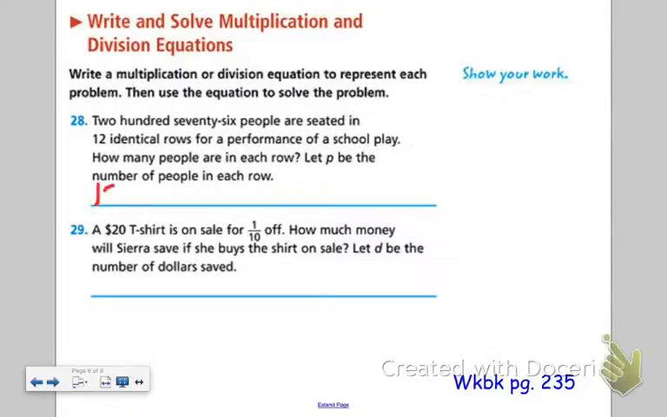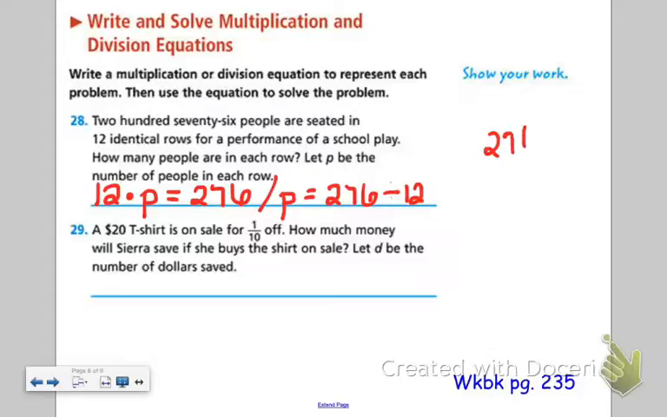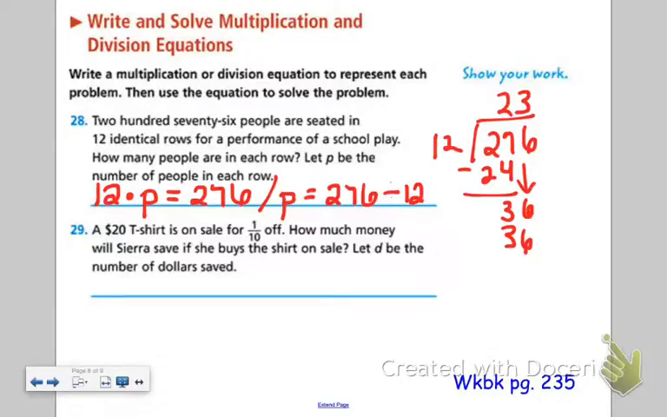So in my head, I'm thinking 12 times the number of people in each row is equal to 276 total people. Or maybe in your head, you were thinking of the related equation. If you want to figure out the number of people in each row, you must take your 276 people and divide it up into the 12 rows, and that'll tell you how many people are in each row. So in this case, I would have to do 276 divided by 12. And that means I'm going to end up getting 23 people in each row.